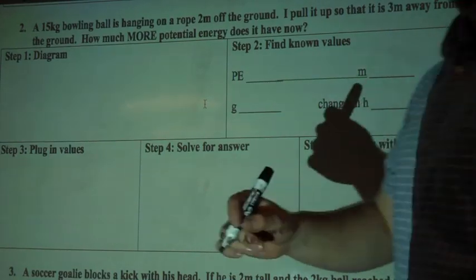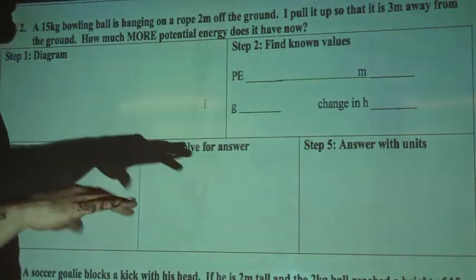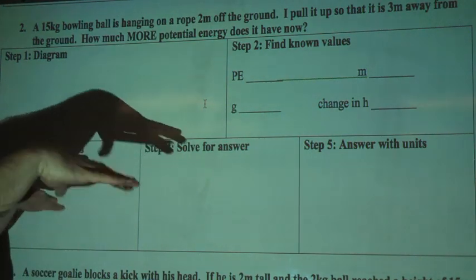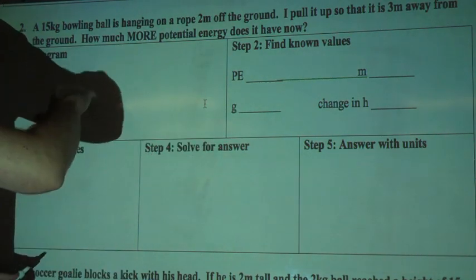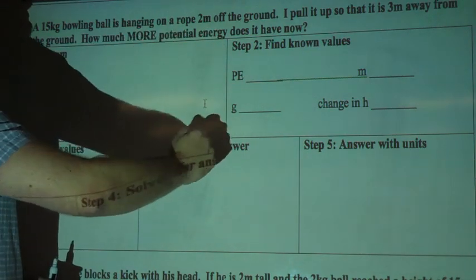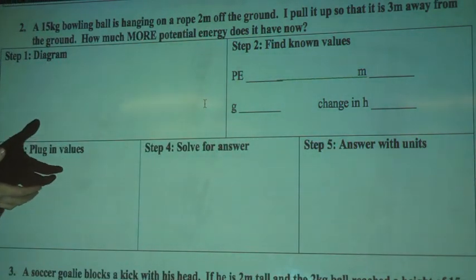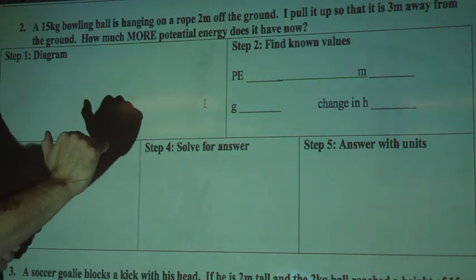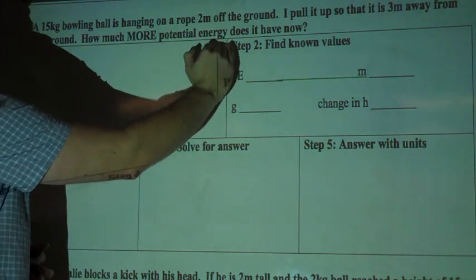Alright, so beyond the simple problems that you have in the beginning, there are other problems that get a little bit more complicated, so we're going to do this one together. A 15-kilogram bowling ball is hanging on a rope 2 meters off the ground. I pull it up so it's 3 meters away from the ground. So something changed. How much more potential energy does it have now?